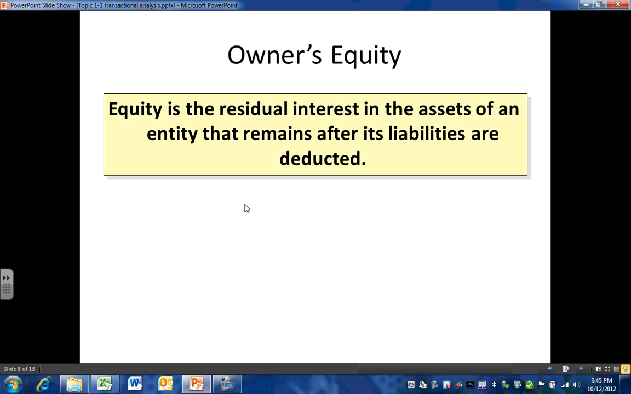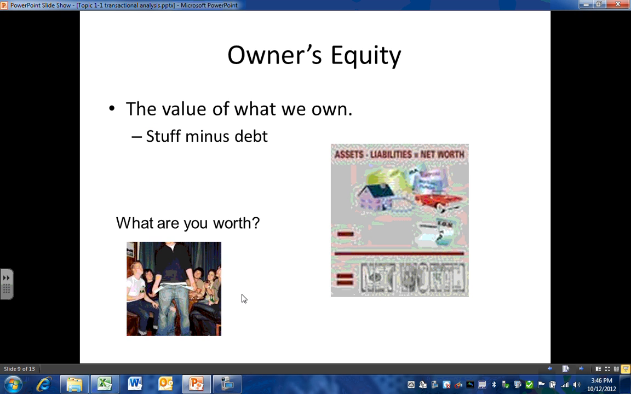Finally, we have equity, which we spoke about, and the GAAP definition here talks about being a residual amount. Well, what does that mean? Well, if we take the accounting equation and we bring liabilities over the equal sign, we can come up with this algebraic equation: assets minus liabilities equals equity. You can think about it in personal terms. You've heard the phrase net worth. And your net worth is your assets minus your liabilities.